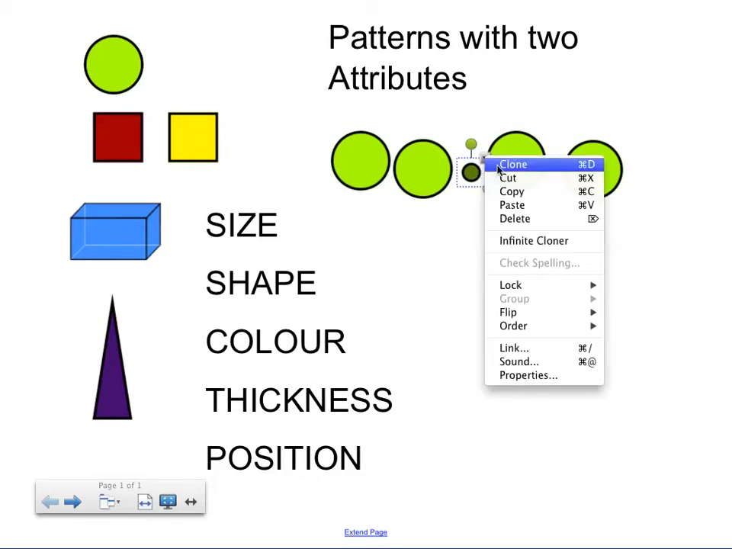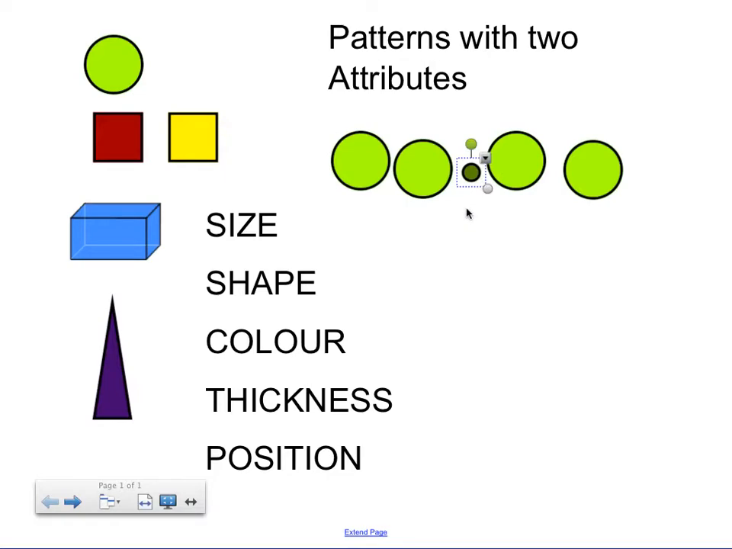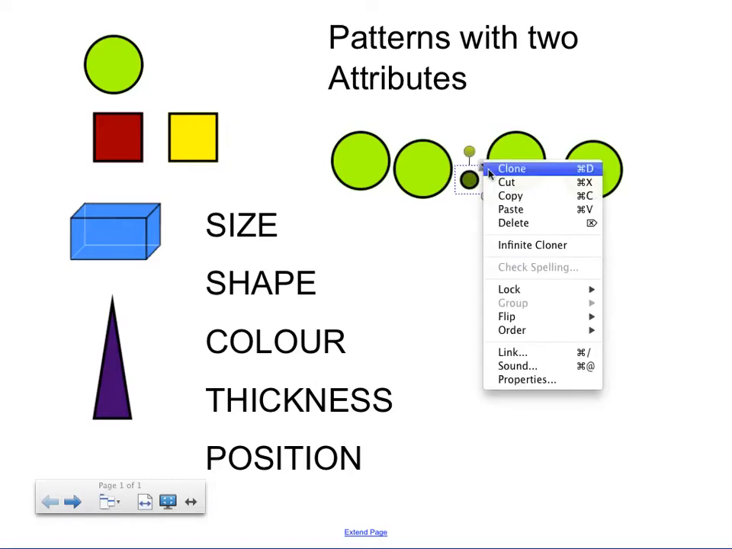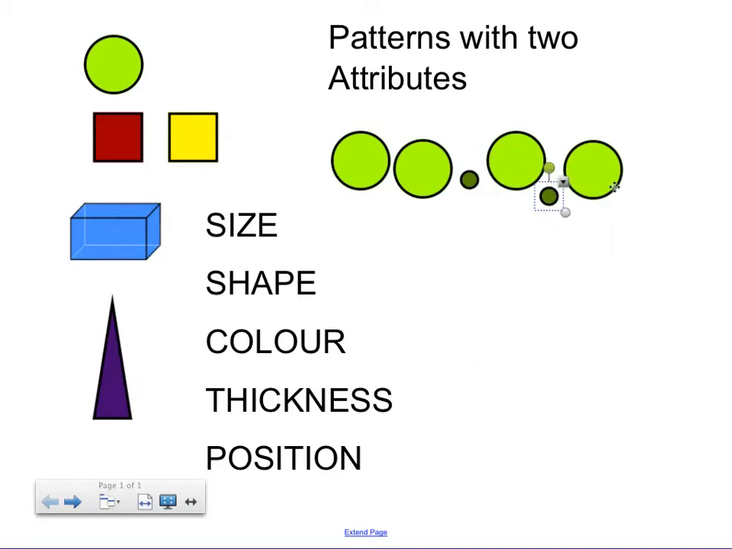This would be my core. So this would be a core pattern here. Would be large, large, small, large, large, small. I'm going to clone it actually. There you go. So my core pattern would be large, large, small, large, large, small. So that would be the attributes for my pattern.